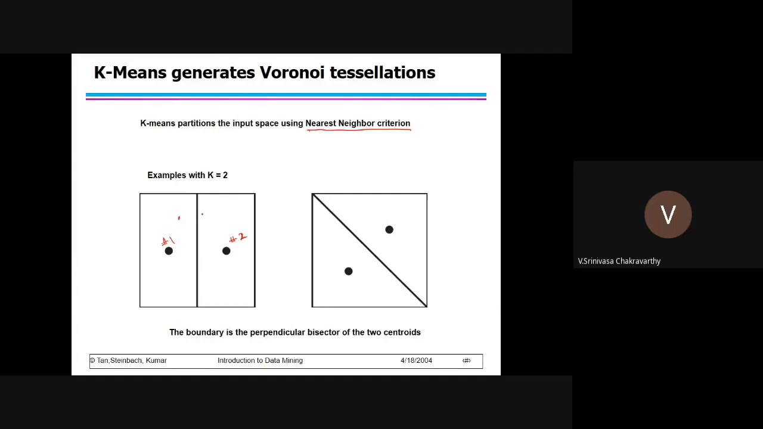So that will be simply this kind of a perpendicular bisector I was saying before. If the centroids are like this, then the bisection will be like this. So it's simple. There's a nice geometric problem associated with clustering.